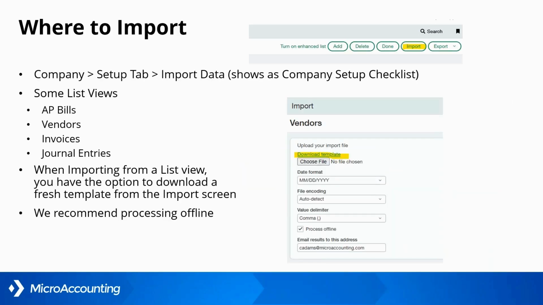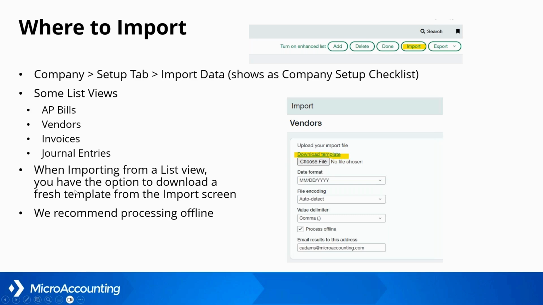All right, and next is where are we going to import? There's a couple of options. From that company setup tab that we just saw in the previous slide, you can use that import link and go straight from there, and it will bring you to this screen right here. This is where I was talking about the date format. You can also do it from some list views in Intacct. A couple examples of those and ones that we use a lot are AP bills, vendors, invoices, journal entries. When importing from a list view, you do have an option to download a fresh template from that import screen as well. So you can see right here that I have that download template link there.